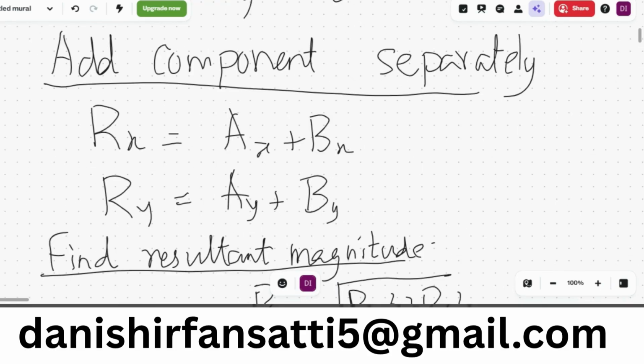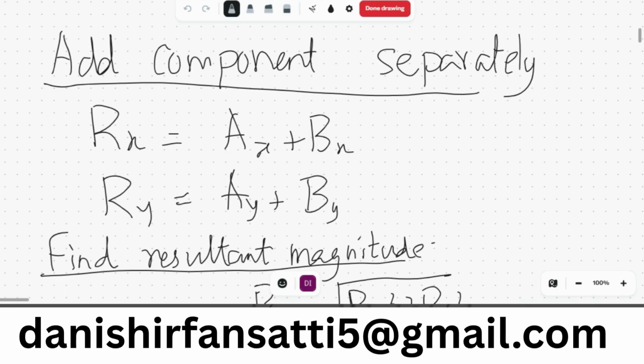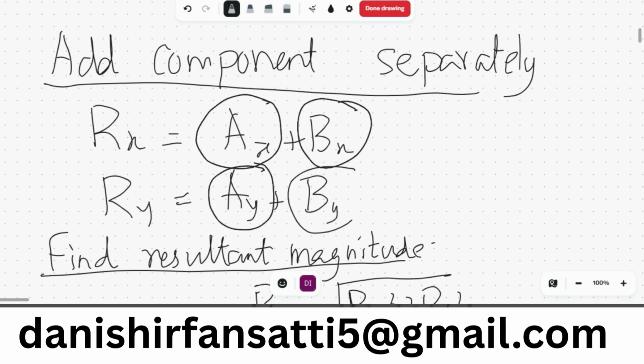Add components separately. After doing that, we are going to make the vectors into separate components for Rx and Ry. So we will add both the components: Ax, the x component of A, and Bx, the x component of B. Same is for the vertical components: Ay for A's vertical component and By for B's vertical component.